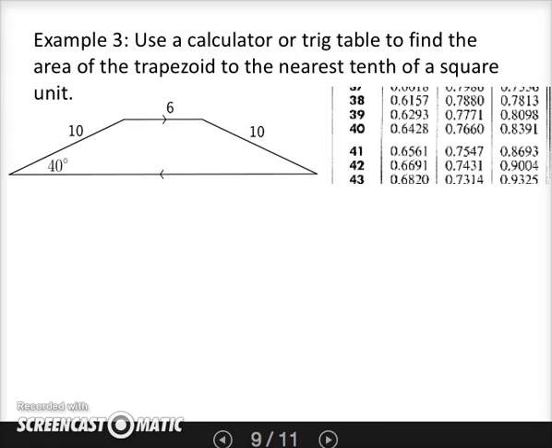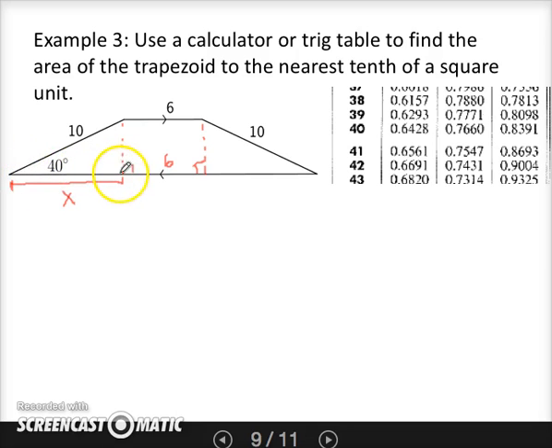Let's do one more example. This time we'll need a calculator or trig table to find some of the missing parts. So again, we have an isosceles trapezoid. I'm going to drop my perpendicular line here and here. Now I have two congruent triangles here on the sides and a rectangle in the middle. 6 is going to be this portion of the longer base, but I don't know this portion and this portion of the longer base. So I'm going to call that x. X will just be this distance here.